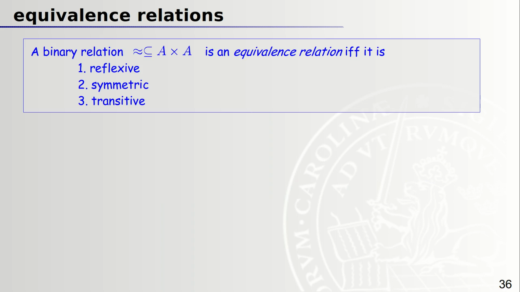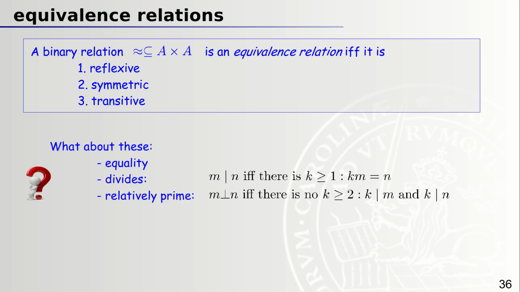A binary relation over a set A is called an equivalence relation if and only if it is reflexive, symmetric, and transitive. For example, let us look at the regular equality between things, at the divides relation, and at the coprime relation. Are those equivalence relations? If yes, why? If not, why not?